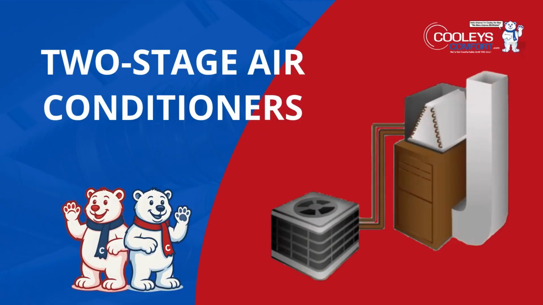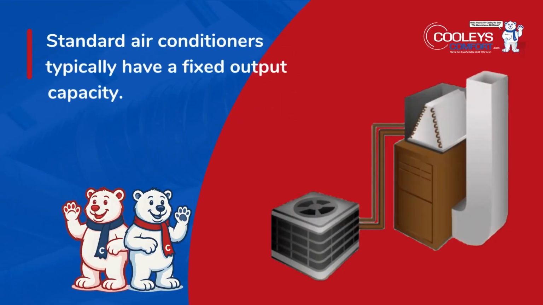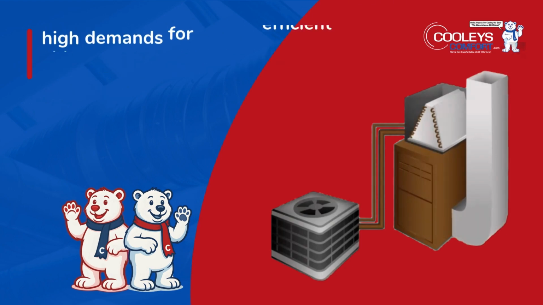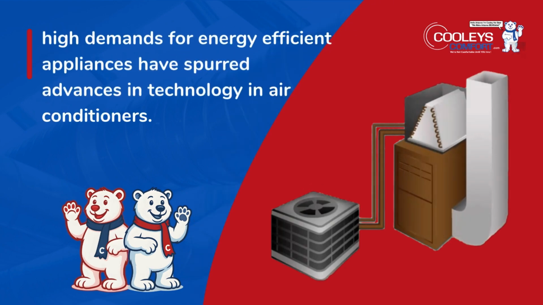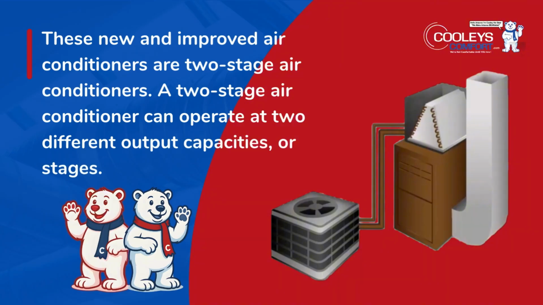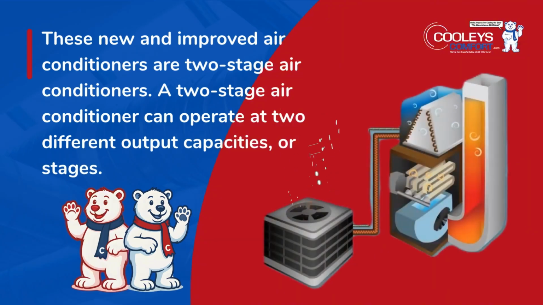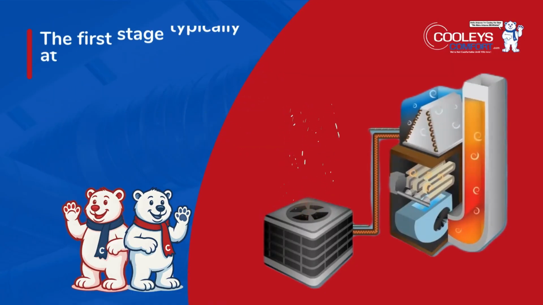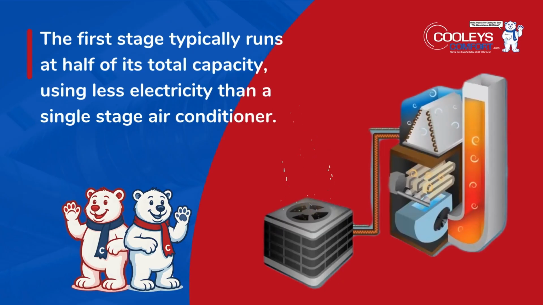Two-stage air conditioners. Standard air conditioners typically have a fixed output capacity. High demands for energy-efficient appliances have spurred advances in technology in air conditioners. These new and improved air conditioners are two-stage air conditioners. A two-stage air conditioner can operate at two different output capacities, or stages. The first stage typically runs at half of its total capacity, using less electricity than a single-stage air conditioner.